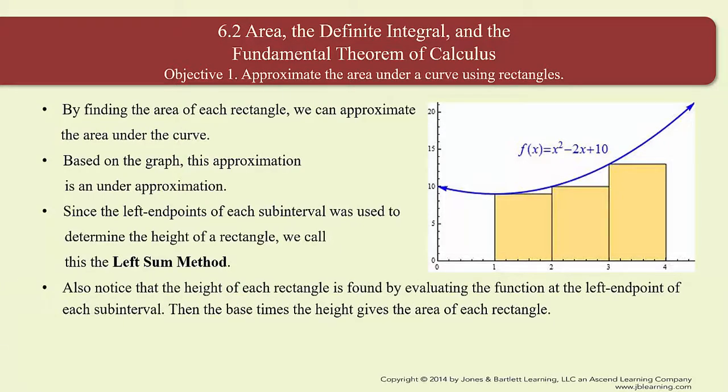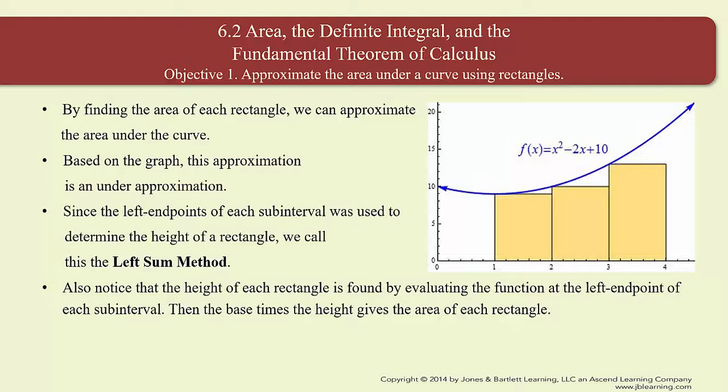Notice one more time that the height of each rectangle is found by evaluating the function at the left endpoint of each subinterval. In other words, the first rectangle has a height of f of 1. The second rectangle has a height of f of 2. The third rectangle has a height of f of 3. And then we would take the base, and each rectangle has a base of 1, multiply it by the height of each rectangle. That would give us the area.